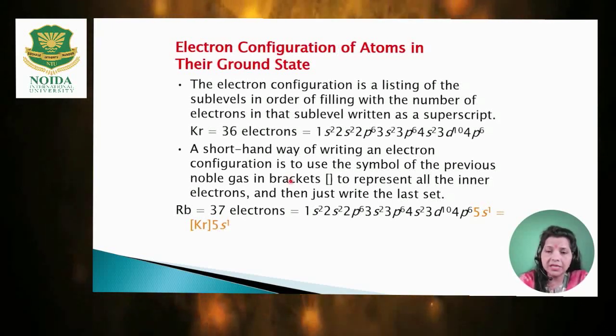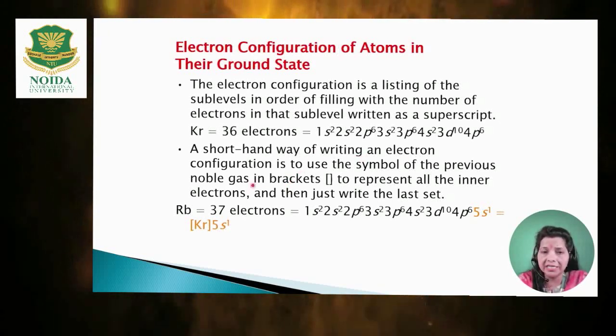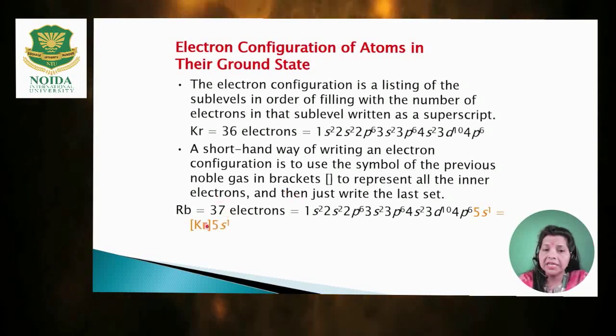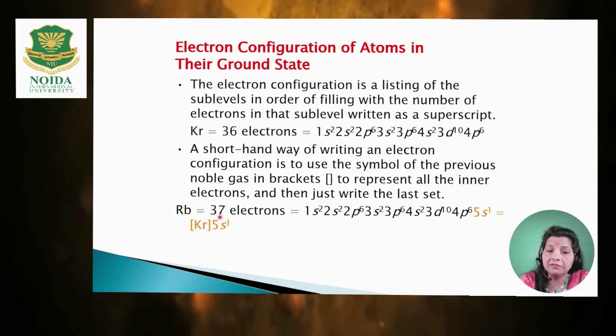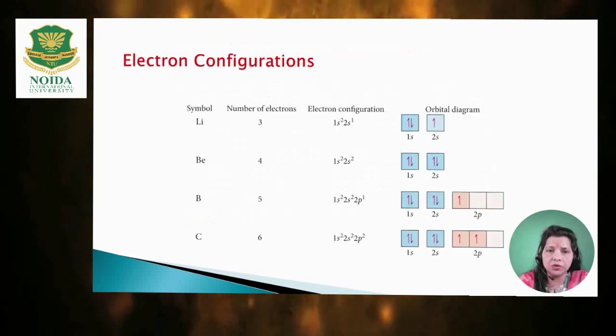So that's another shorthand way of writing an electronic configuration. How? Use the symbol of the previous noble gas in brackets. Suppose for rubidium, its atomic number is 37, right? Krypton is 36, which means this is its electronic configuration. After 36, just one electron remains, after 4s2, 3d10, 4p6. After 4p6 the electron will go into 5s1, right?